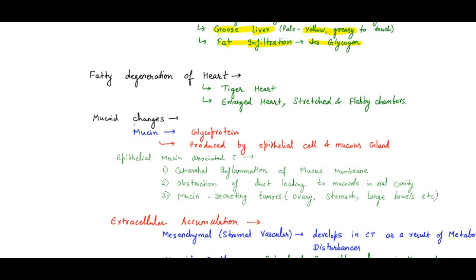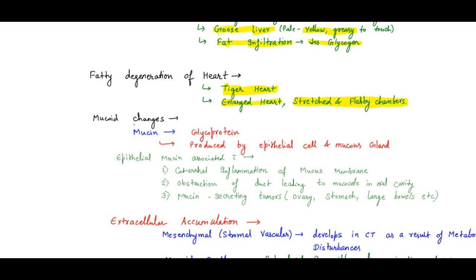Then fatty degeneration of the heart, also known as the tiger heart. Here we also find an enlarged heart, but with stretched and flabby chambers. If we find the stretched and flabby chambers, it means there is a fatty degeneration of the heart.